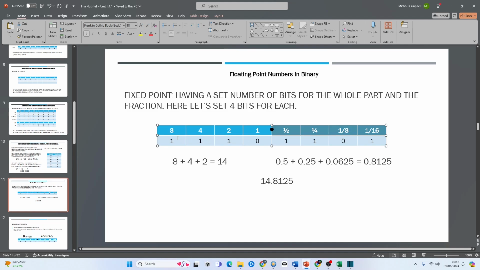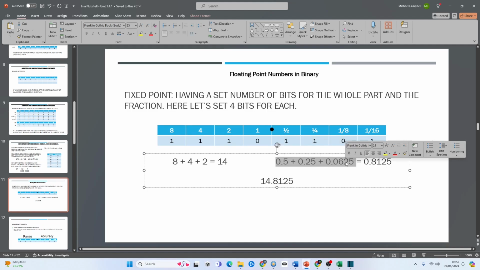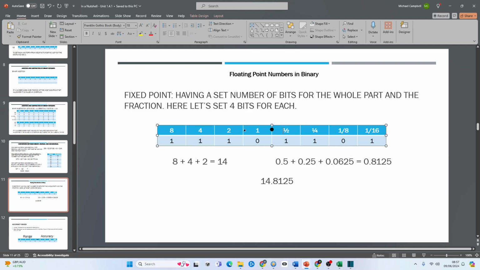So obviously, as you can see here, this is how we represent 14.8125. We have 14 there, and then obviously these add up to 0.8125. It can get quite tricky math, and they will require you to do something like that, maybe even with 1/32nds. So be prepared. But this is quite easy because it's fixed point. It doesn't have to be 4 and 4. It could be 2 and 6. It could be 6 and 2.